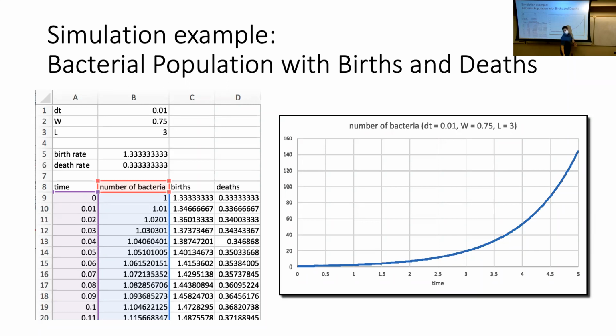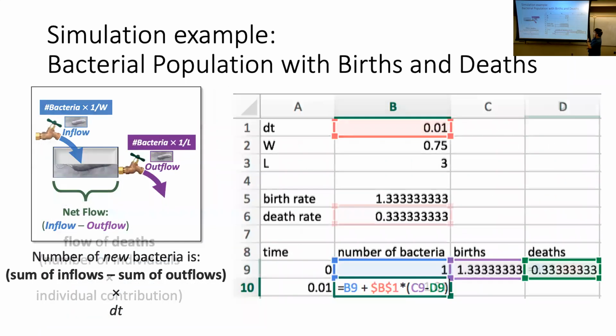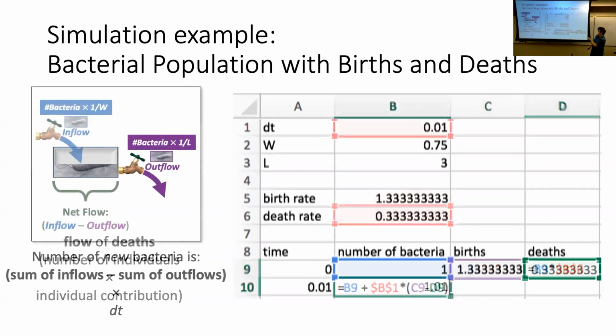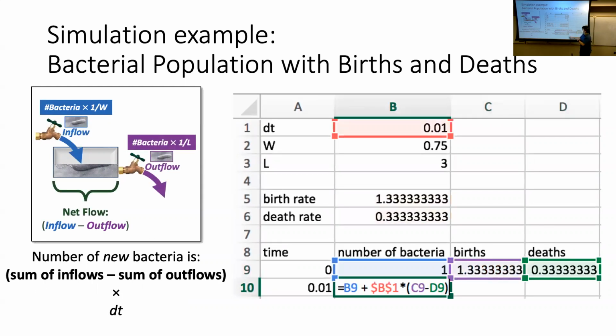And then to figure out the flow contribution to the whole population, it's the birth rate times the number of bacteria. So that's why, when we go back to the flow calculations, this formula right here is the flow. It's B9, the number of bacteria, times the individual contribution to flow, B5. So that together is the inflow. The total net flow of the bacteria is the inflow minus the outflow. That gets multiplied by DT, and that is the real flow for the bacteria.